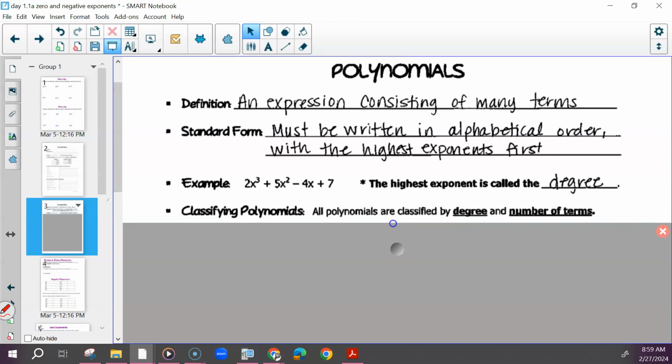And when we do this, we classify polynomials by degree and number of terms. The degree is the highest exponent, and number of terms you'll see in the table underneath this. We're going to add one thing to one of the tables here in just a second.